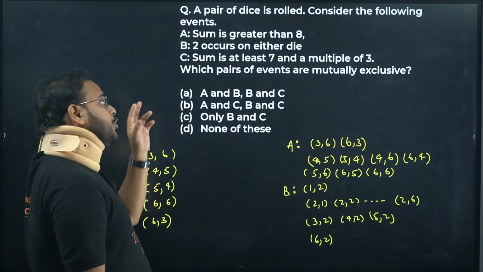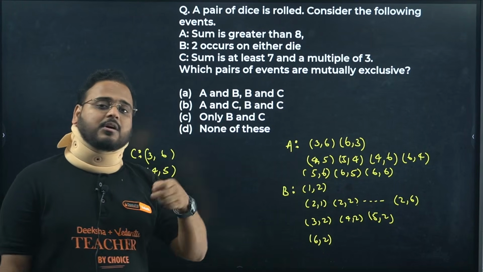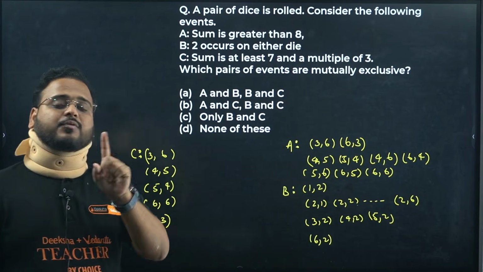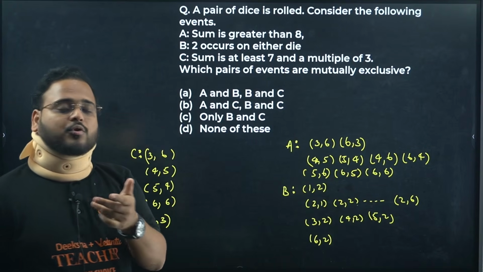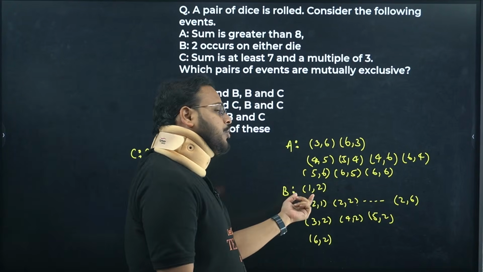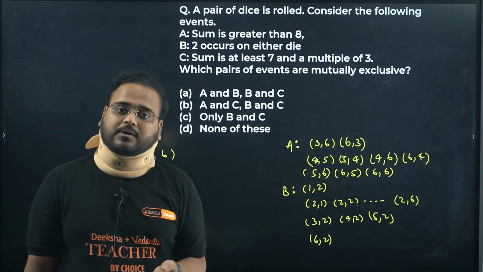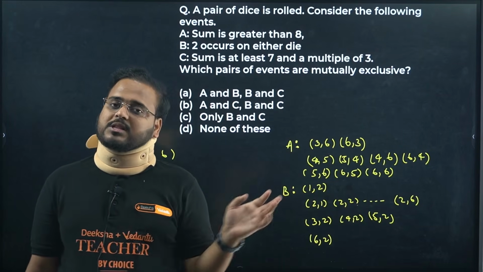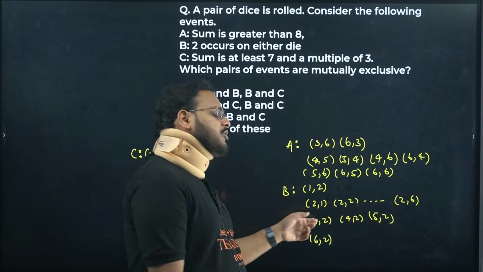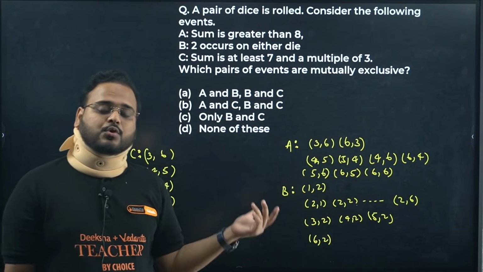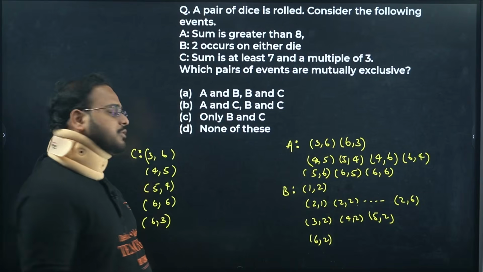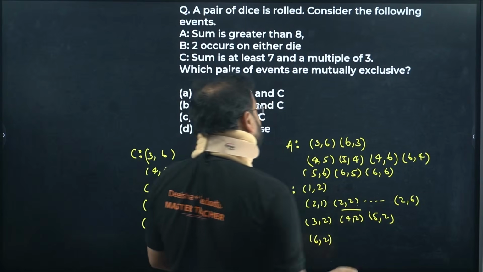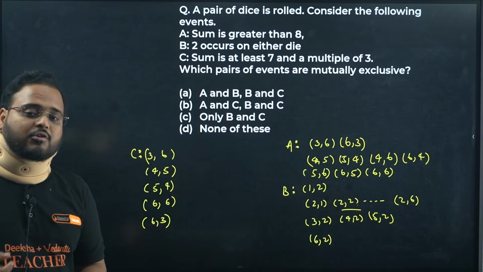Set B is what? 2 occurs on either of the dice. Means if you've thrown 2 dice, at least one of them should be 2. We can have both also. So I've written all these: 1, 2. Then 2, 1, 2, 2, all of which have 2 in them. And 3, 2, 4, 2, 5, 2 and 6, 2. So these are the ordered pairs where you have at least one 2. Even in the case of 2, 2, we have both 2.